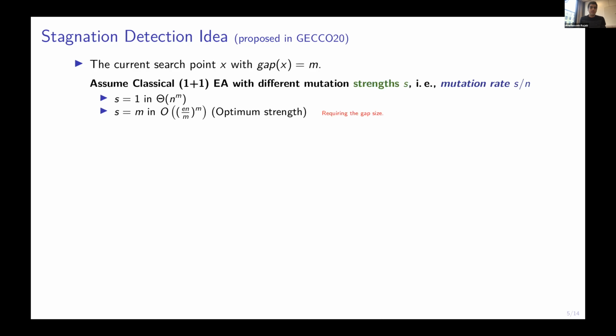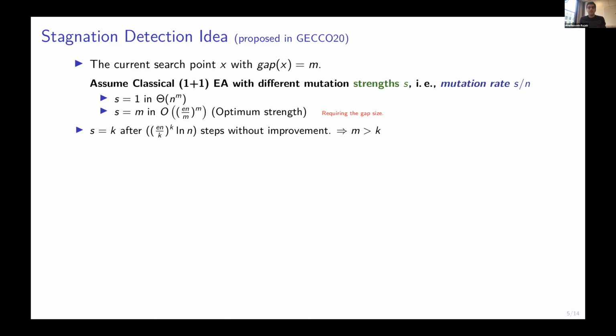However, if we know the gap size of the current stage point, then by setting m, the gap size, as its ascent, we can achieve the result of En over m to the power of n. This ascent is actually the best rate for 1 plus 1 EA with static mutation probability. But unfortunately, in the real world, we don't know how large the gaps usually are.